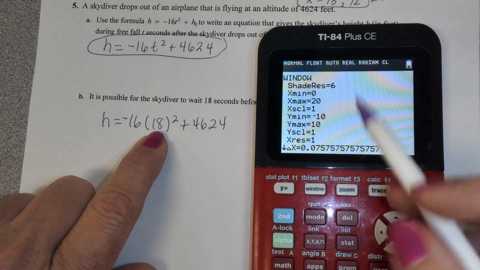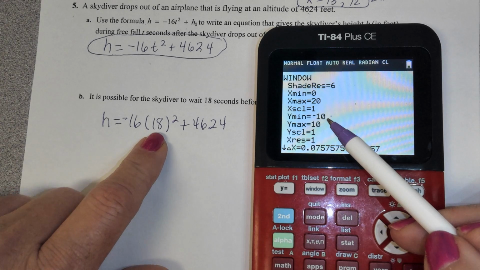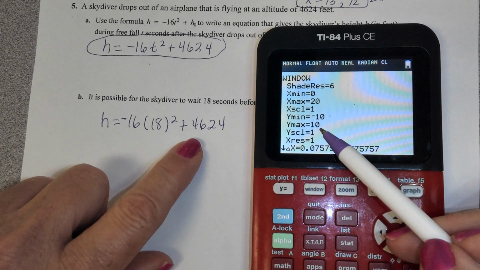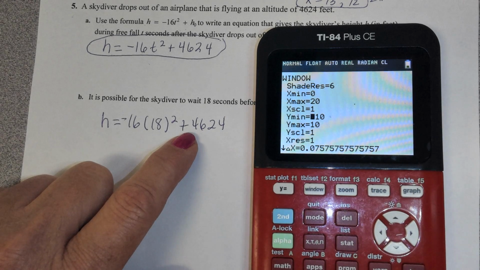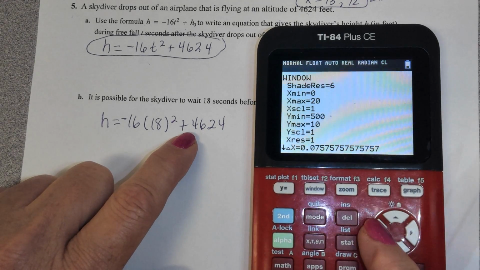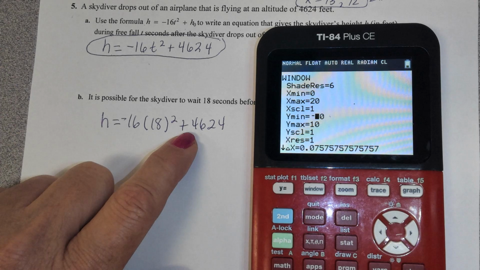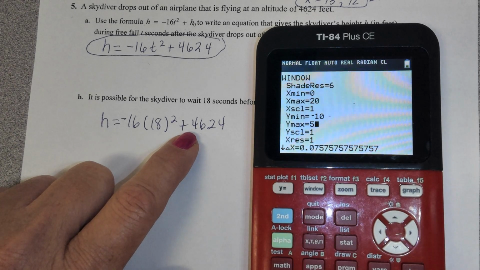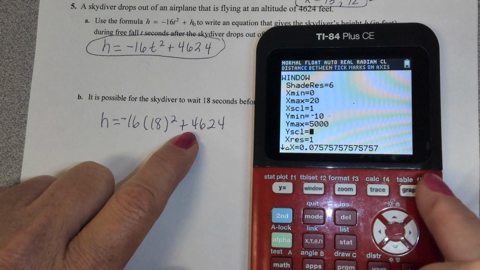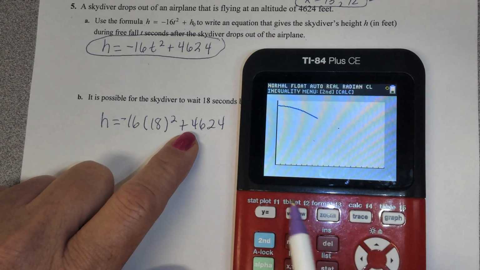The lowest it could hit, I guess negative 10 would be underground by 10 feet. The highest, it's starting off at 4,624, so I'm going to go 5,000. Oops, not on my min. My min, I want to keep it. Negative 10 is fine. My Y max is what I want to be 5,000. So now I'm going to hit graph. Here's the way it looks.